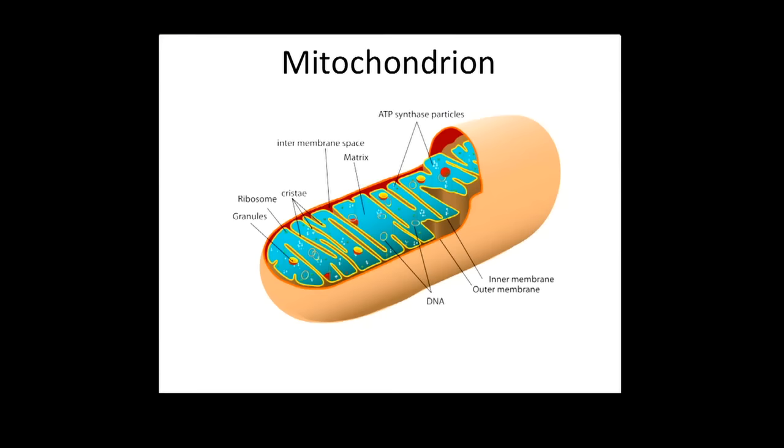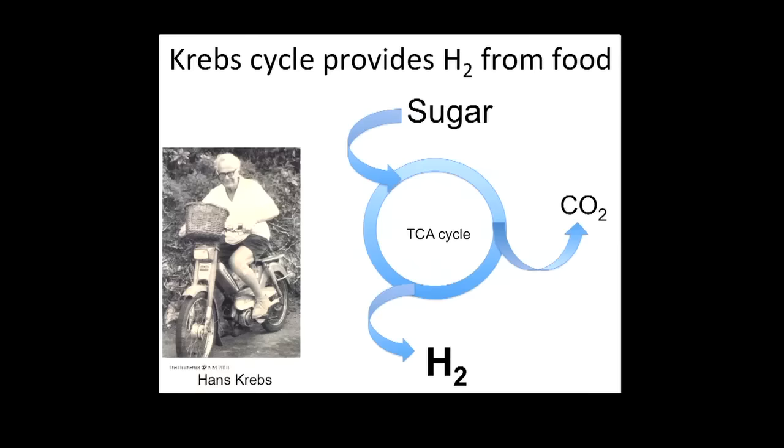So the first step is getting the hydrogen. That's done through the TCA, tricarboxylic acid cycle, that was worked out by Sir Hans Krebs in Oxford, and sometimes called the Krebs cycle. And I'm showing Sir Hans in a standard biochemistry joke of Hans Krebs riding a cycle, so it could be Hans cycle, Krebs cycle.